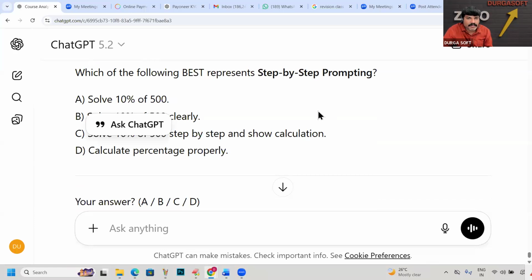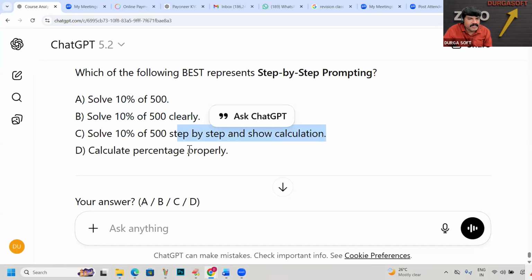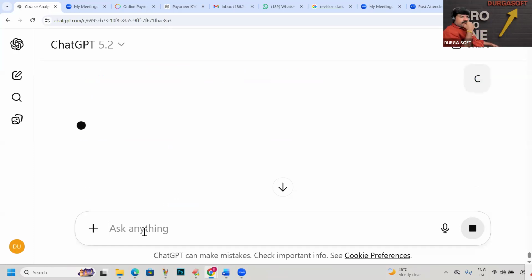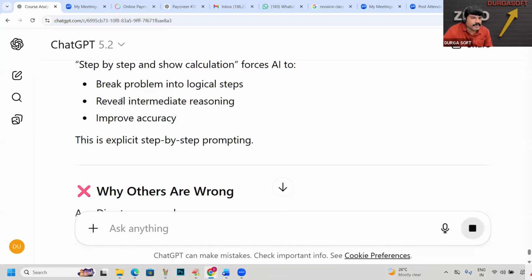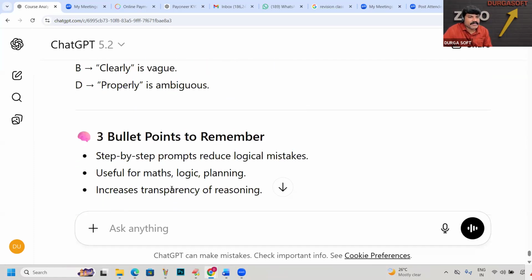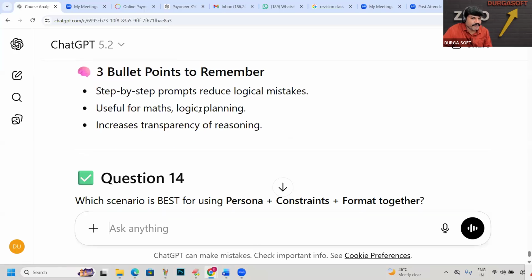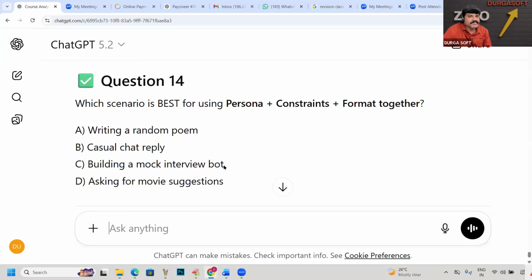Which of the following best represents step-by-step prompting? Step-by-step problem: solve 10% of 500. Solve step-by-step and show calculation. Perfect. Step-by-step shows calculation, forces a problem to break into logical steps, reveals intermediate reasoning, improves accuracy. This is step-by-step prompting. So step-by-step prompts reduce logical mistakes, are useful for math logic and planning, and increase transparency of reasoning.